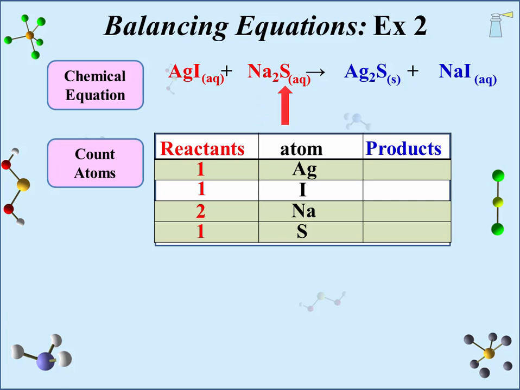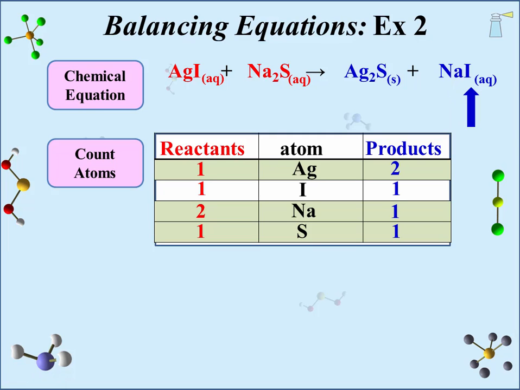On to the product side. How many silvers are there? The 2 subscript tells us that there are 2 silvers. And sulfurs? There is 1. Sodiums? 1. And iodide? That 2 is just 1.